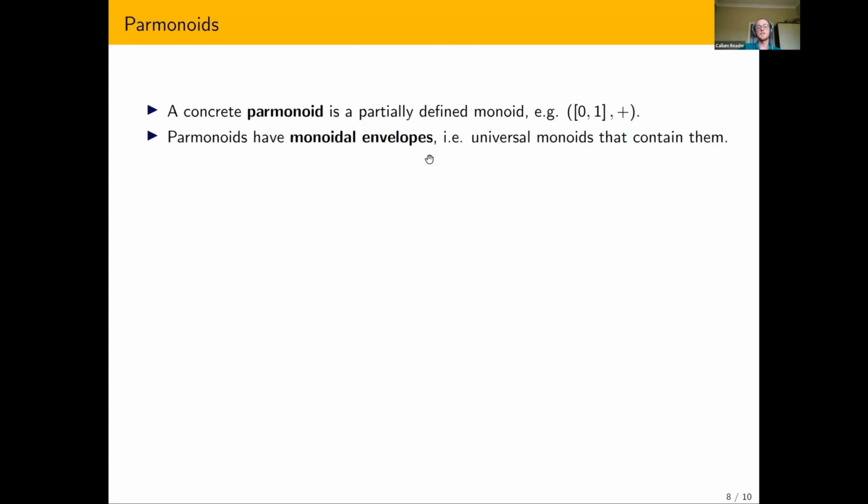And these things have what are called monoidal envelopes. So they're kind of the universal monoid that contains them. In this case, what that will be is the non-negative reals with addition. And the idea is that you take the free monoid on the unit interval, and then you quotient out all the pre-existing addition structure.